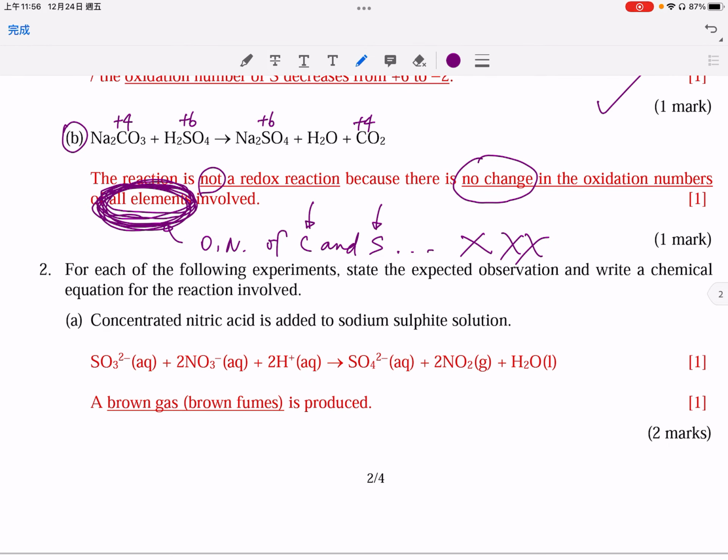Question number 2. Make sure you know that nitric acid, to write an ionic equation, rewrite NO3-, and then if it is concentrated nitric acid, the product is NO2. I'm sure you can write this overall equation using the half equation method, so I don't do it in detail. NO2 gas, of course, is a brown gas.